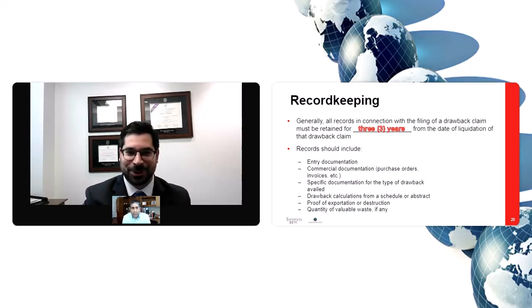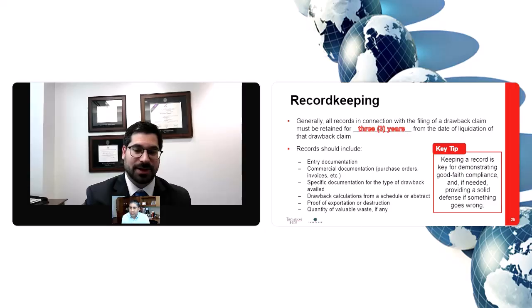This is a very lawyerly comment here. It's a fair warning, but why would you want to keep all of this? Really two reasons. One is because it demonstrates good faith compliance with the law, which is great. But also, if things suddenly go awry, then you have a pretty solid defense where you can either back yourself up or at least try and figure out where the gap is. Those are the types of records that you would definitely want to retain and convey to CBP.